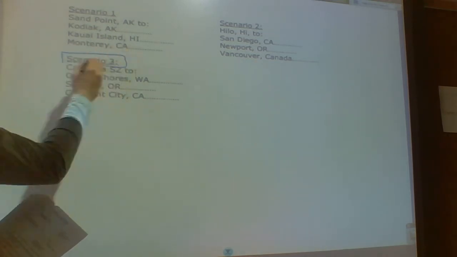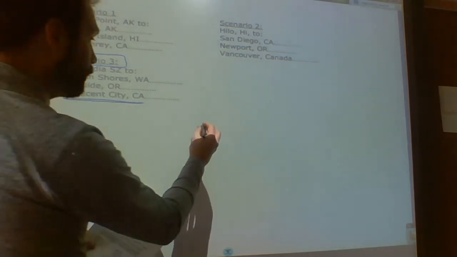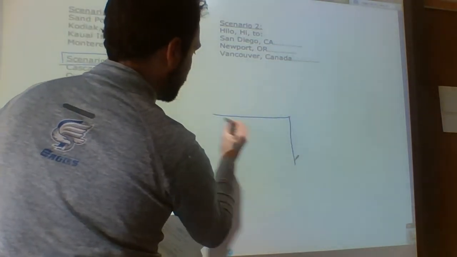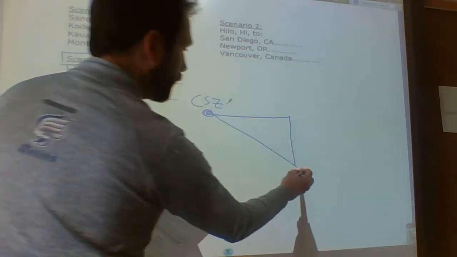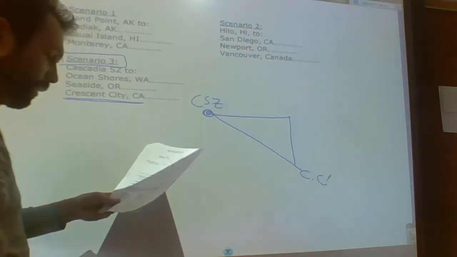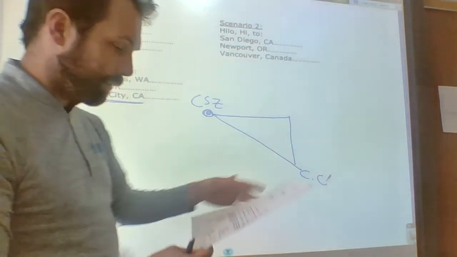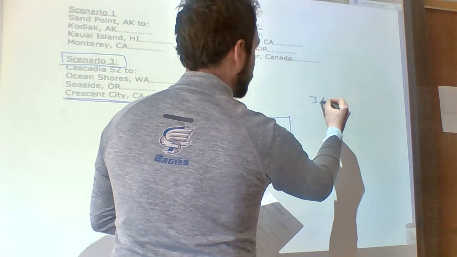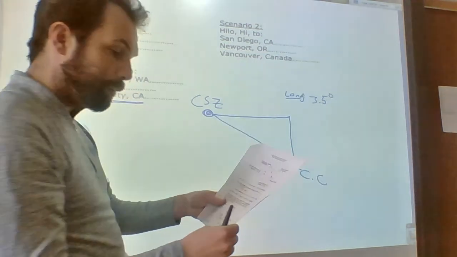This is the place where I'm going to put in my distance. I'm doing scenario 3, and I'm calculating the distance from the epicenter to Crescent City. So I'll redraw my triangle just to show you my calculations. This is our CSZ. This is Crescent City down here. Now I have to change my degrees to kilometers. Now I had 3.5 degrees. This is my longitude. 3.5 degrees.